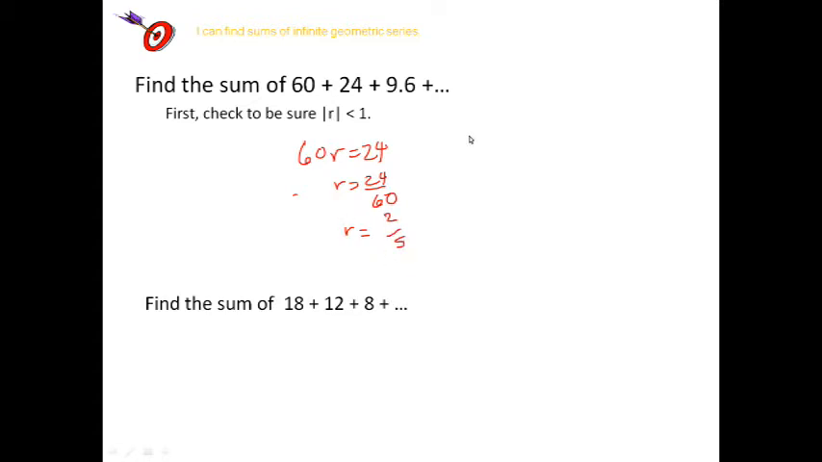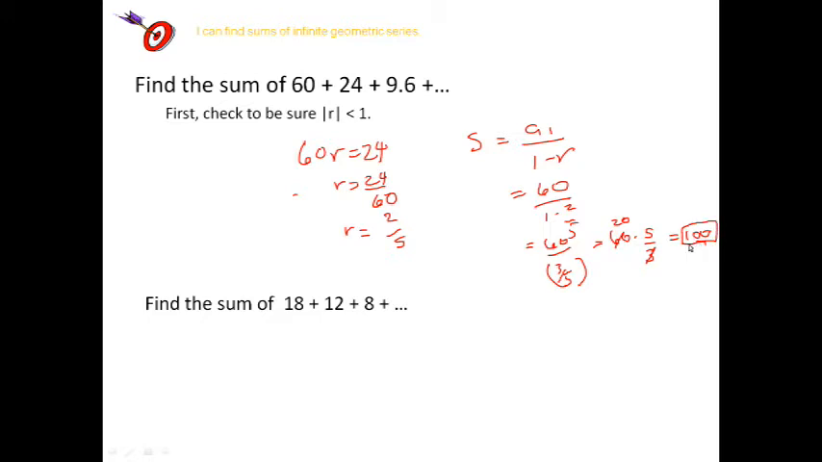Well, r is less than 1, so our formula is going to work. S equals a1 over 1 minus r, which is 60 over 1 minus 2/5, which equals 60 over 3/5, which equals 60 times 5/3. 20 times 5 equals 100. So this would be the limit of our infinite series. It approaches 100 and never quite reaches it. So you guys try this one. I'll do it up here while you work at your desks.